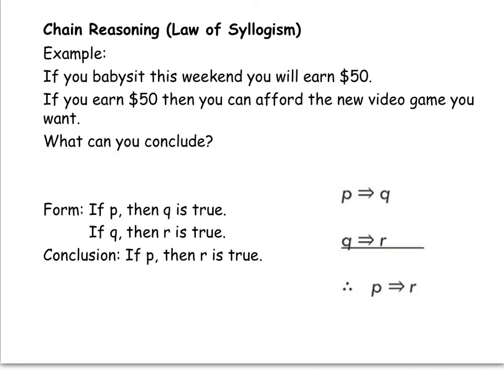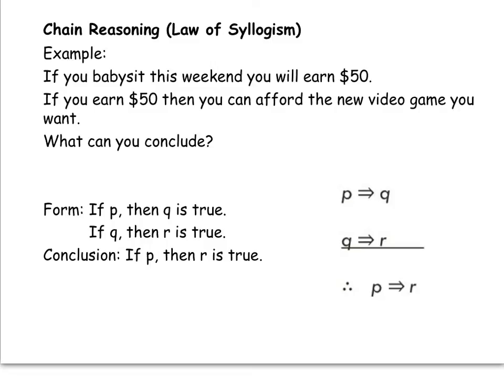The last form of reasoning we're going to call chain reasoning. And this logic law is often called the law of syllogism. That is what your book will call it. But we like to think of it as a chain because really we're lining up statements, conditional statements, in a chain to make conclusions.